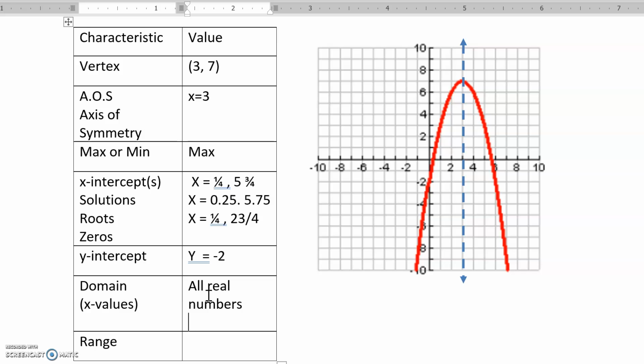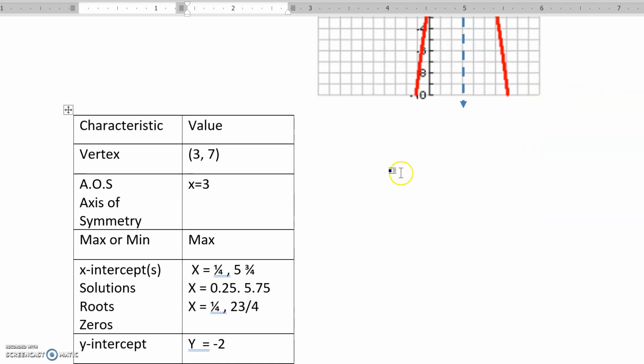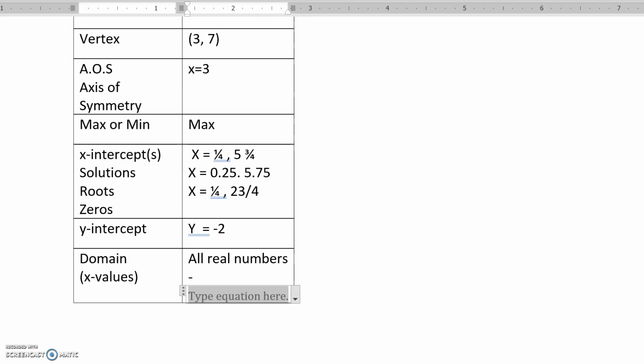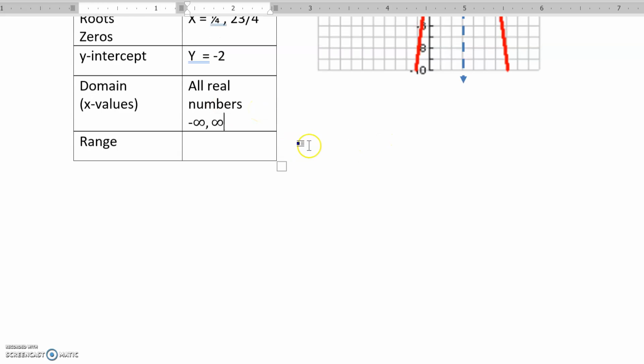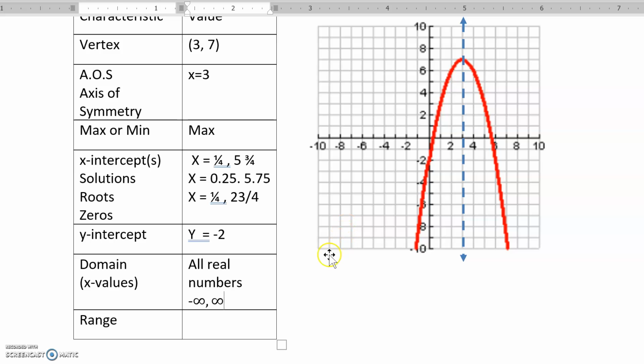or you can say -infinity to +infinity, and you're going to have to go to the equation stuff to get that infinity symbol. So you can say -infinity to +infinity, and to get to the infinity sign, you go insert, symbols, equation, and then all the math stuff pops up.